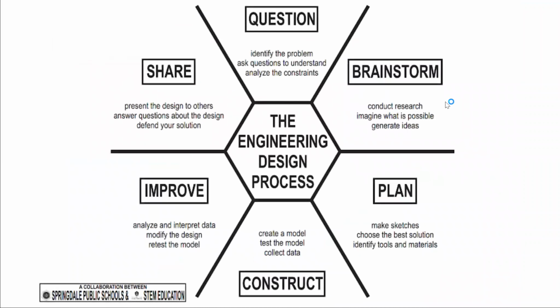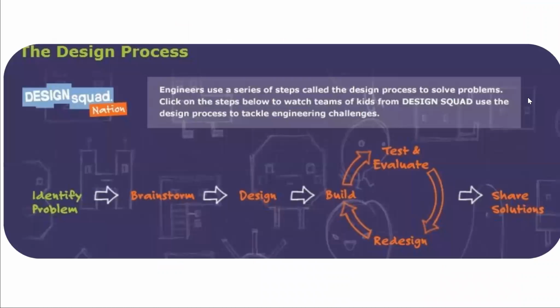We've also created a few of our own. This is a modified version that the U of A STEM education team in Springdale Public Schools worked to create, having some of the similar steps. And then this one's from the Design Squad team out of PBS. This is the one that we prevalently use in our curriculum, in our Picture Perfect curriculum. So again, it has identify the problem, brainstorm, design, build, test, evaluate, redesign. This is where that cycle comes in, and then you share solutions at the end.